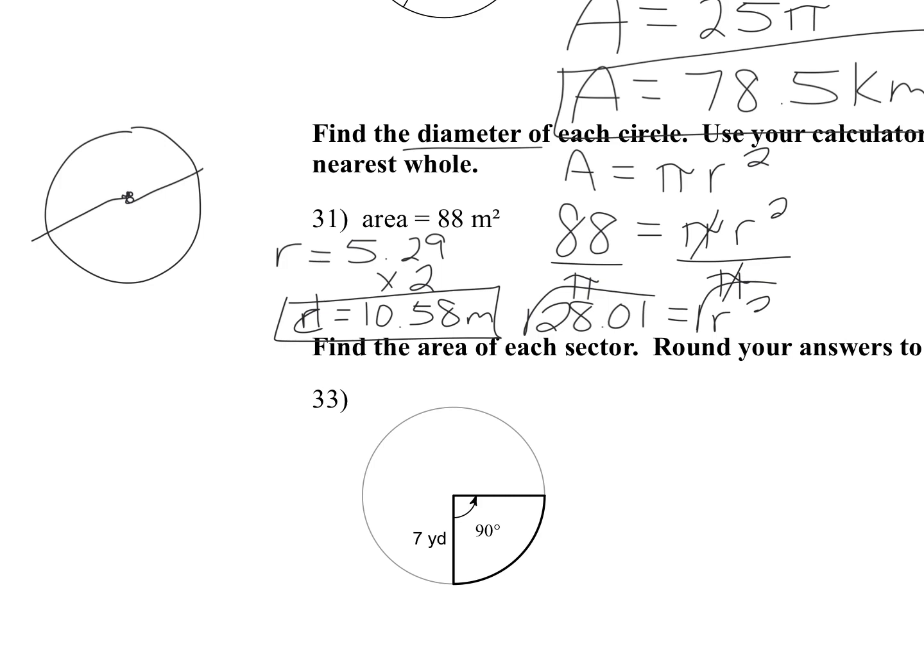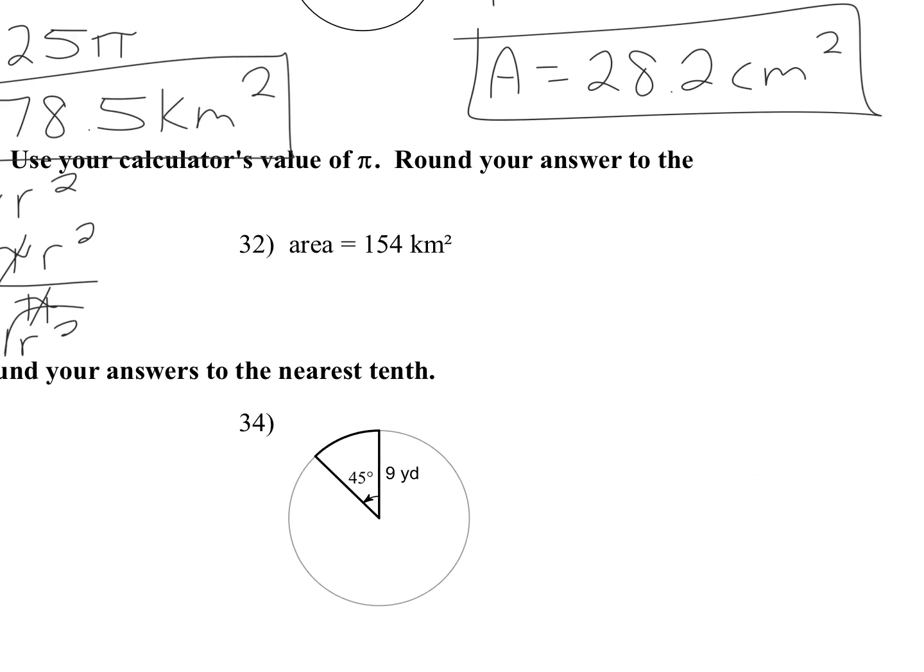Okay, reading directions is very important. Okay, let's try 32. What formula am I going to use? Area. I'm going to use the area formula again. Plug in what you know. Do we know A? Yeah, 154. Pi is pi. Do we know the radius? No. What steps do I use to find R? Divide by pi.